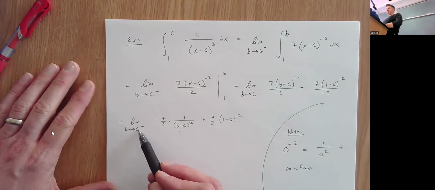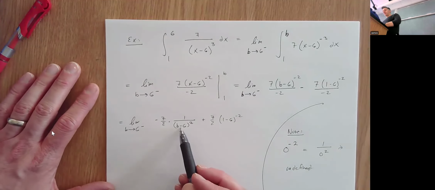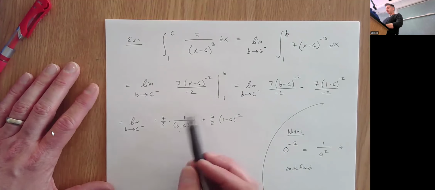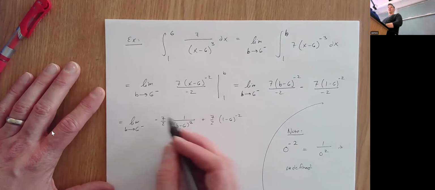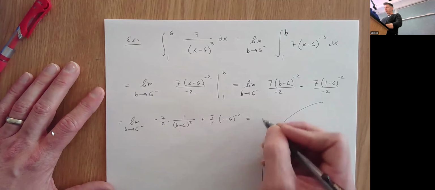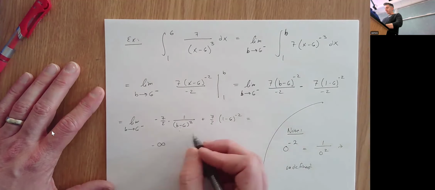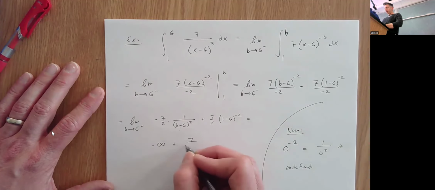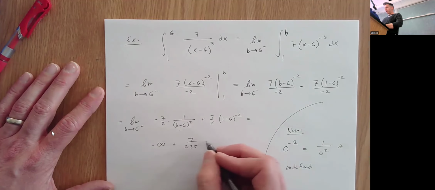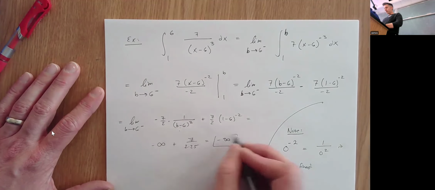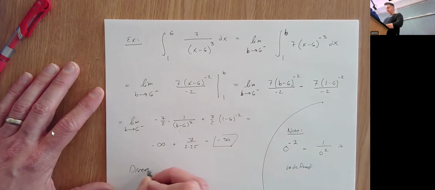If you plug in 6 from the left, slightly smaller than 6, so it's slightly negative, but you're squaring it, so it's positive. So this is like a positive infinity times a negative number. This is going to be a negative infinity plus 7 over 2 times 25, which nobody cares about. That's negative. So this integral diverges, and if you care to state it, it diverges to negative infinity.